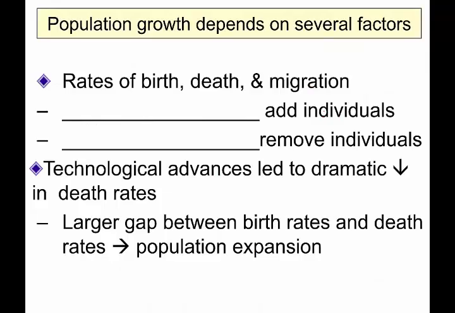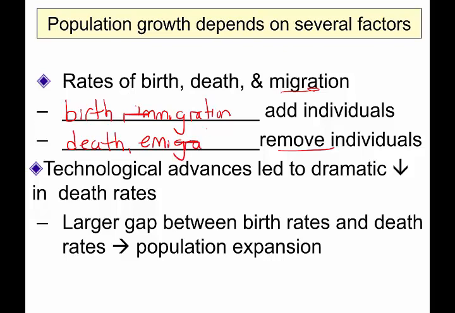So population growth does depend on several factors. And as we said, it depends on the rate of birth and death, but it also depends on migration, people leaving or coming. If you want to add individuals to a country, you can either do it through birth or through immigration. To remove individuals from a country, this occurs either through death or emigration, people leaving.